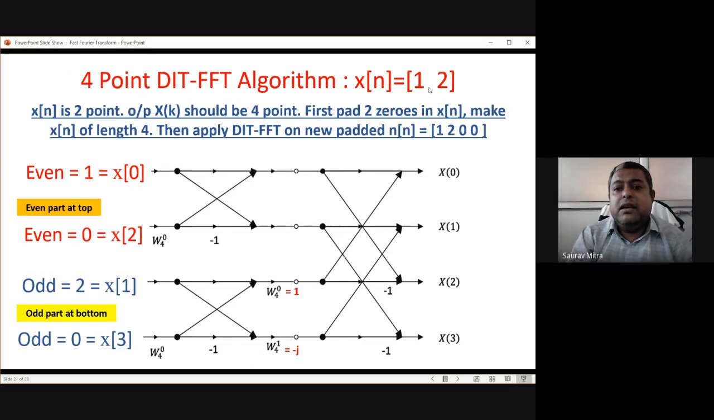Same numerical, 1 or 2. Okay, I have given you a 2-point input, and I am asking you to calculate the 4-point DFT. How is it possible? So first what you have to do is zero padding. Okay, you have to do zero padding, and it will become 1 2 0 0, and then separate the even part and odd part. So the even part will be x0 and x2, that is 1 and 0, and the bottom part will be 2 and 0.